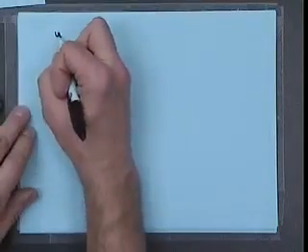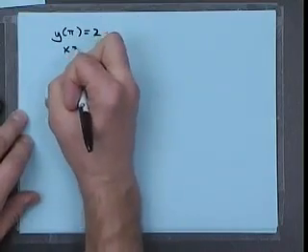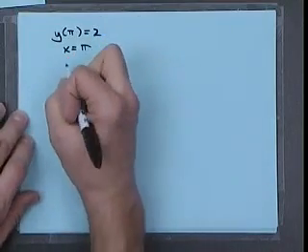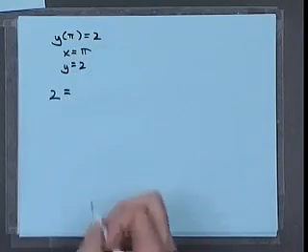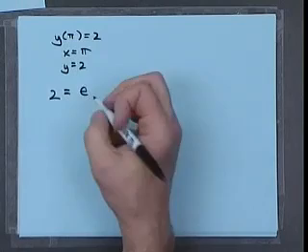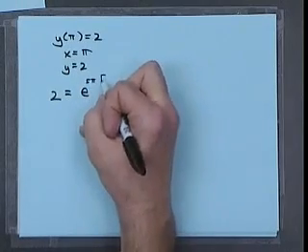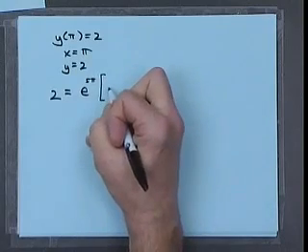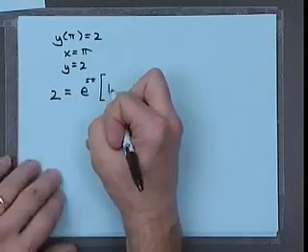So we also know that y of pi equals 2. So when x is pi, y is 2. K1 we already know, so I just put a 1 in there.